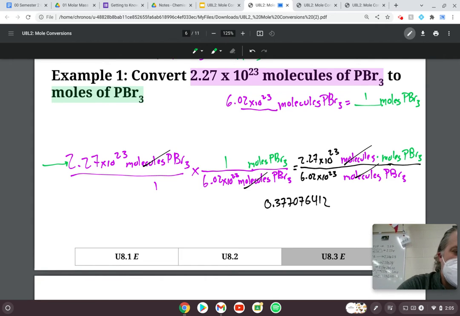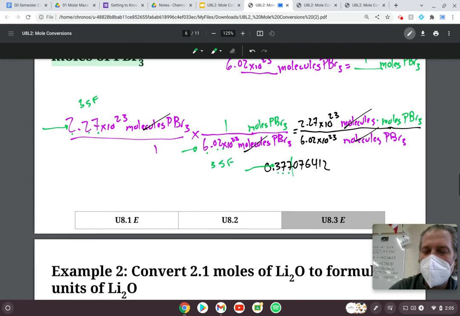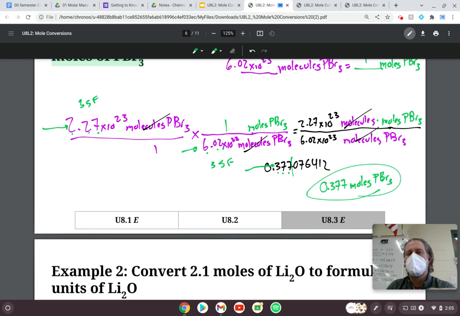So I draw my arrow and I count 1, 2, 3. So we have 3 Sig Figs. I draw an arrow down here and I count 1, 2, 3. So that's 3 Sig Figs. So my answer has to have 3 Sig Figs. I draw my arrow to my first non-zero digit and I count 1, 2, 3. That 0 cannot round the 7 up. So my final answer here is going to be 0.377 moles of PBr3. Questions so far?